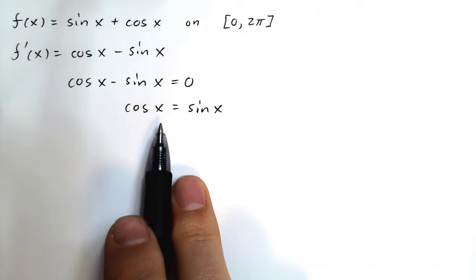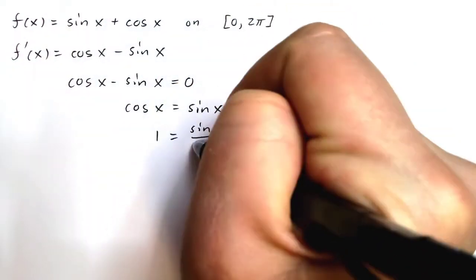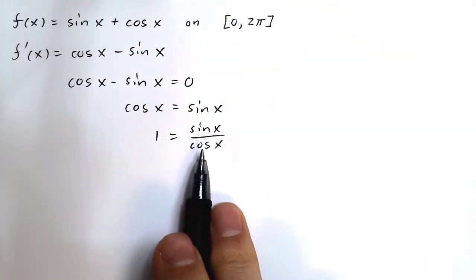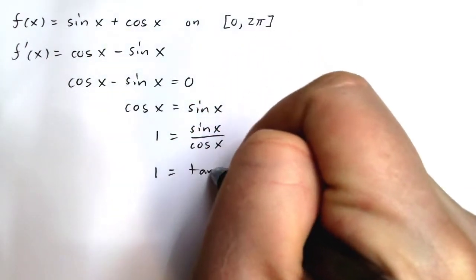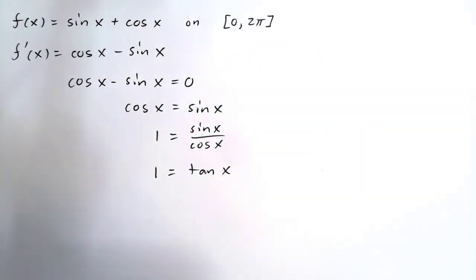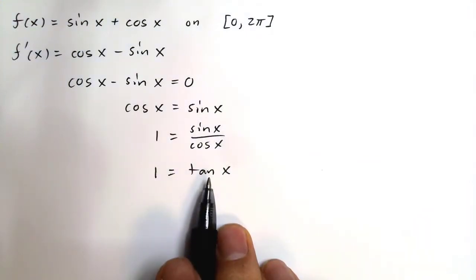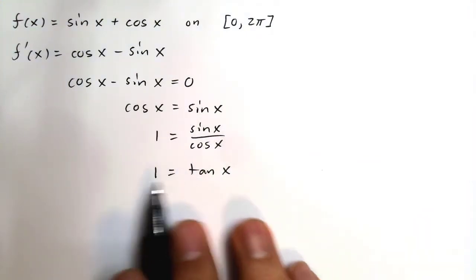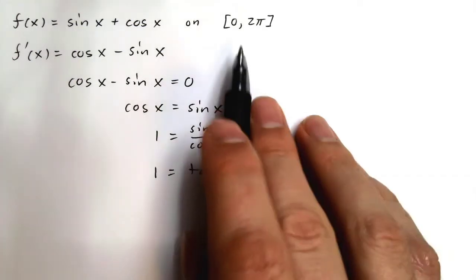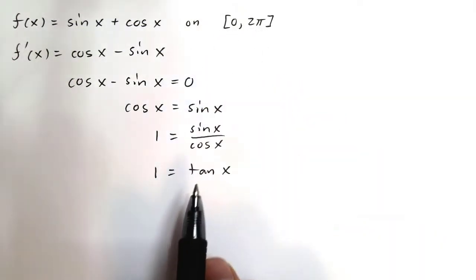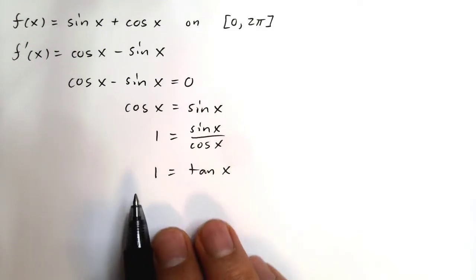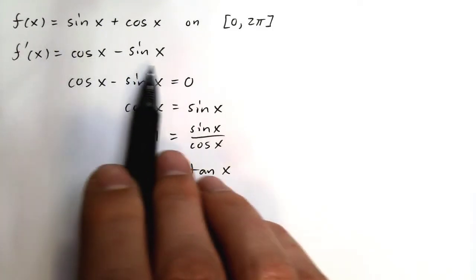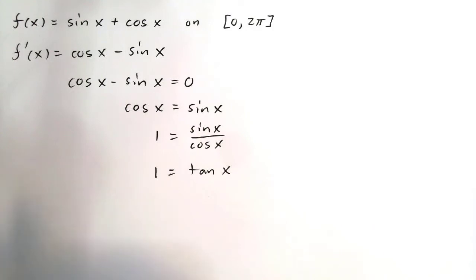And then we divided both sides by cosine x. And then we realized that this is just the equation 1 equals tangent x. And as we discussed in the last video, I'm not going to go through it in detail here, the two solutions to this equation on this interval are the values pi over 4 and 5 pi over 4. Those are our critical numbers. Those are the things that are making f prime equal to 0.